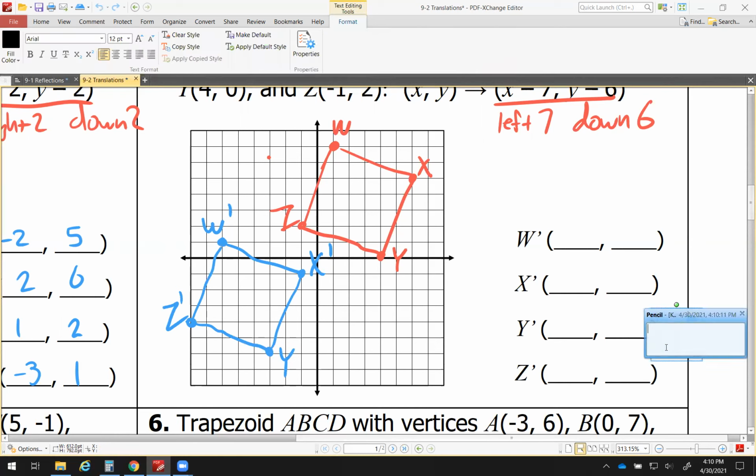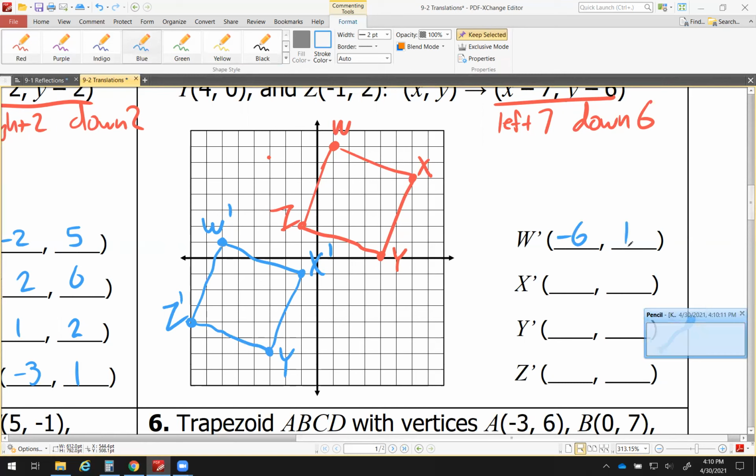So W prime is at -6, 1. X prime is at -1, -1. Y prime, I forgot to write it there, is at -3, -6. And Z prime is at -8, -4. Okay.